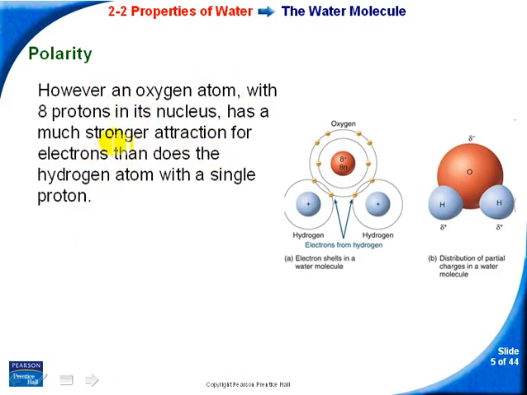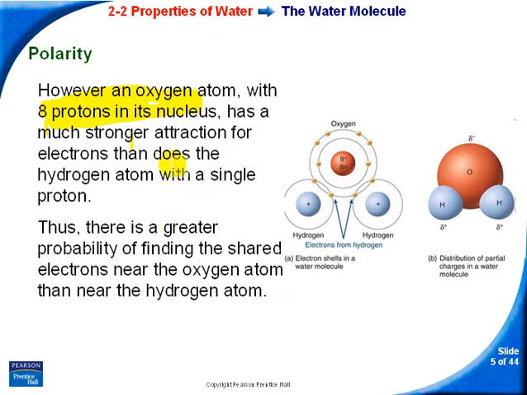The oxygen atom has 8 protons in its nucleus, and therefore it attracts electrons. And when it bonds covalently with the hydrogen atom for that pair of electrons, the electrons are more likely to be found near the oxygen atom because those 8 protons inside are pulling the electrons closer to the oxygen atom than they are to this hydrogen atom. So you're going to find those electrons nearer to the oxygen atom than to the hydrogen atom, and therefore that is going to create a charge in the molecule.